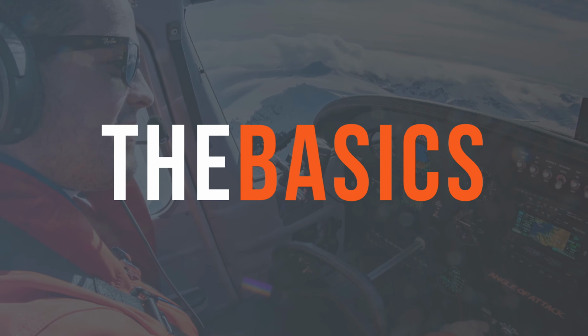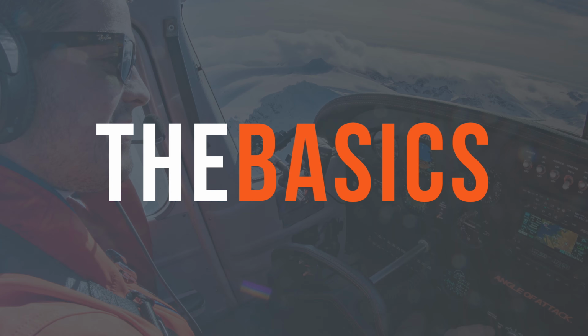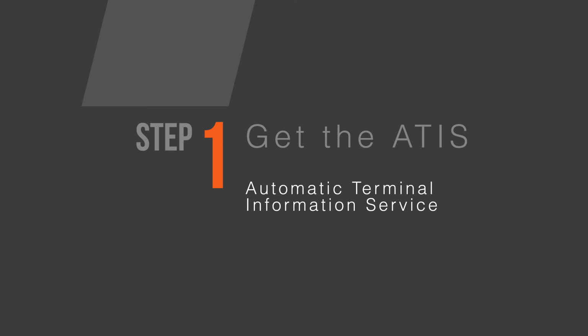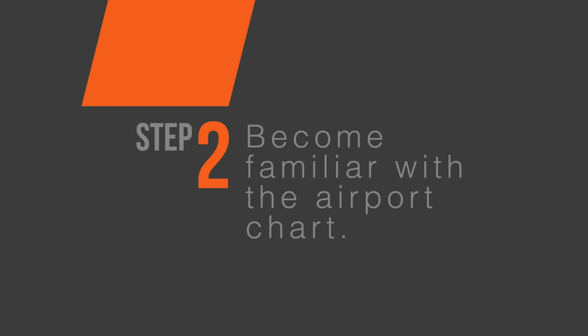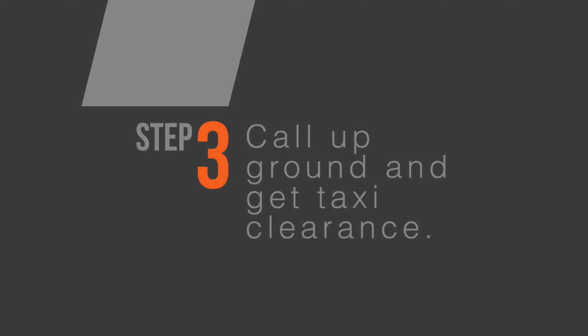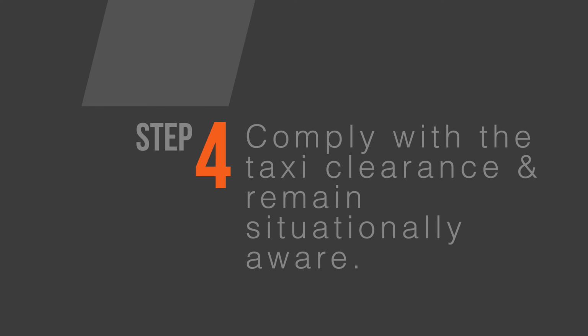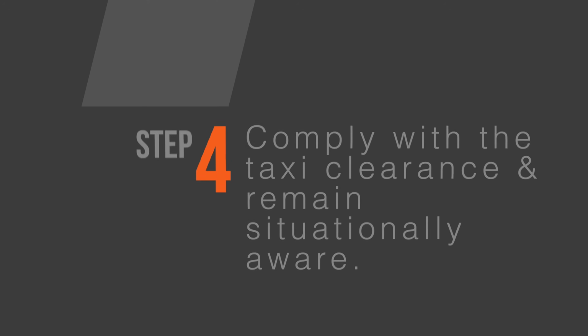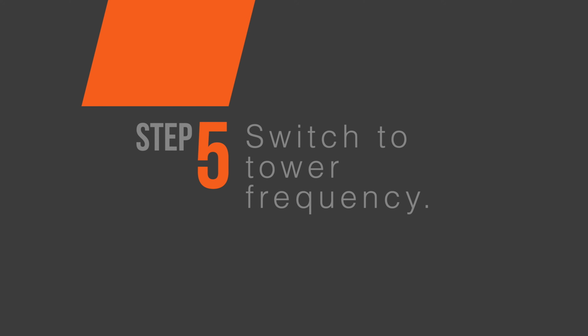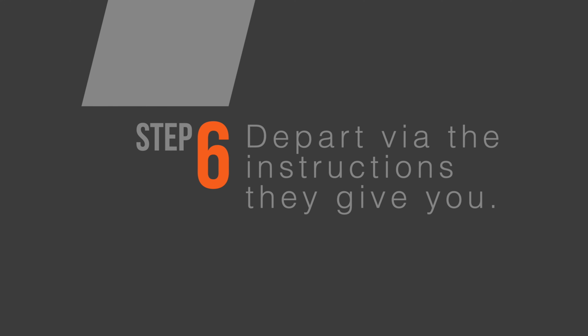First, I'm going to very quickly go over the basic steps we'll follow when exiting Class D airspace with ATC. First, you're going to want to get the ATIS, which is information for the airport and the weather. Become familiar with the airport chart, call up ground and get taxi clearance, comply with the taxi clearance, and very importantly, remain situationally aware as you taxi to your destination. Switch to tower at the runway hold short or after run up, and depart via the instructions that they give you.